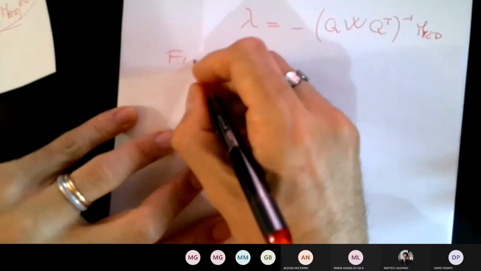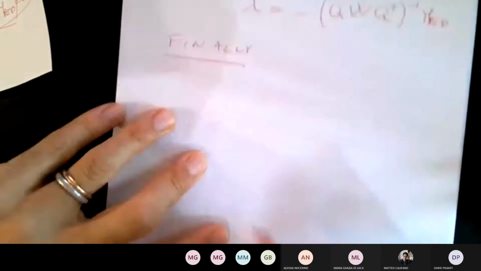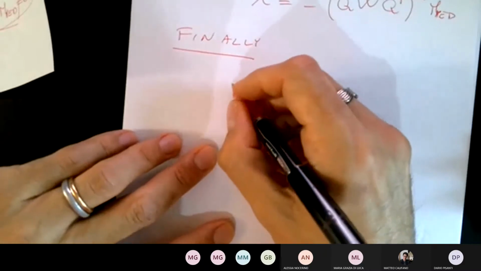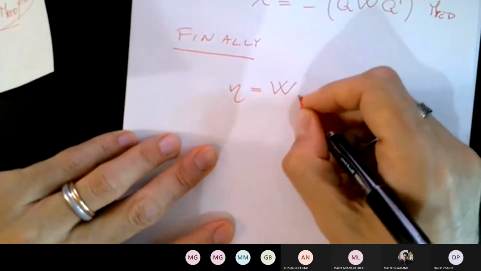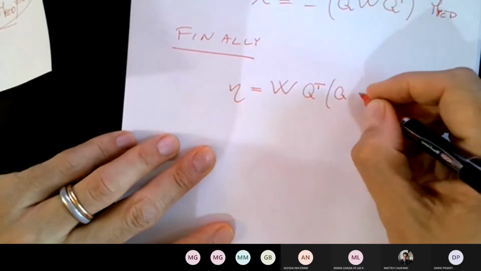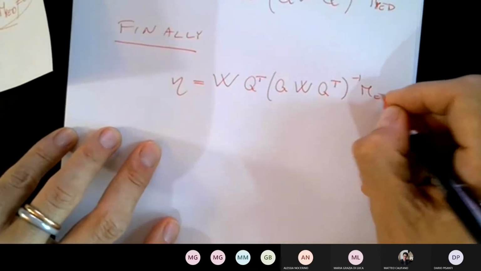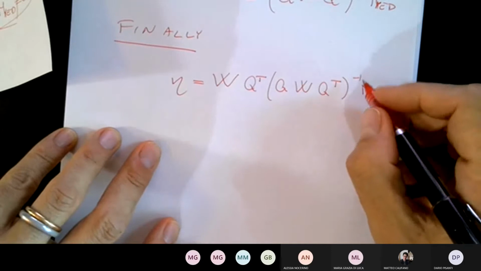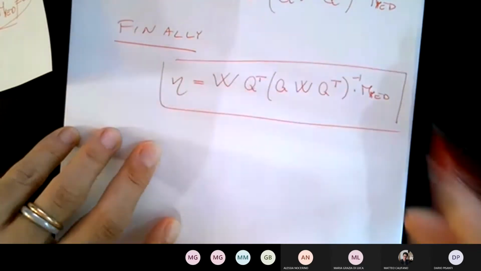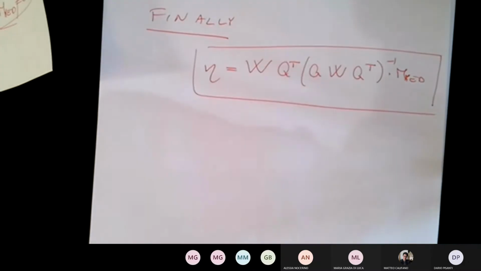So finally, we find an expression for the control. The control vector can be given as W Q transpose, Q W Q transpose inverse, MED. And here is your final feedback law that has come from the dynamics with the momentum exchange devices being calculated on the Lyapunov function that I've introduced, and trying to minimize the control effort, so the magnitude of the eta vector, according to the problem that we just solved.